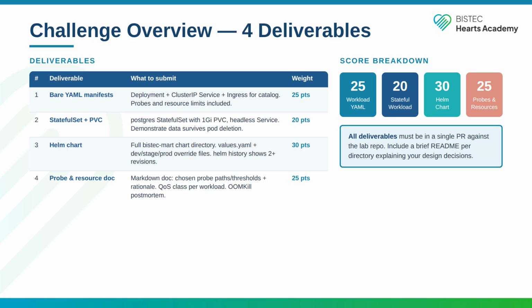Deliverable 4, 25 points. The probe and resource design document in Markdown. For each workload, document which probe paths and thresholds you chose and why, which QoS class the pod has and why, and the OOMKill postmortem from the lab: what you set the limit to, what happened, and what you changed.